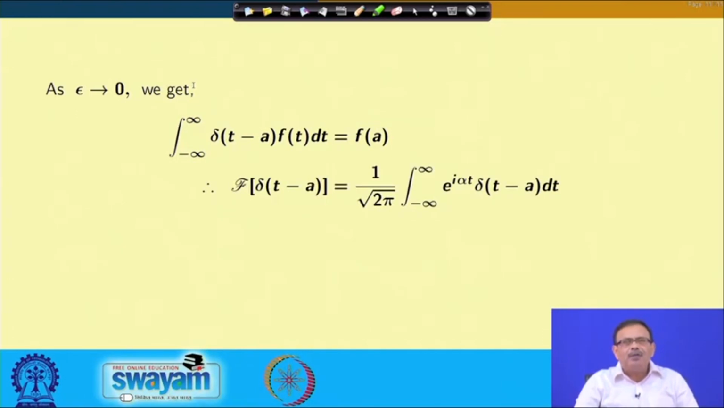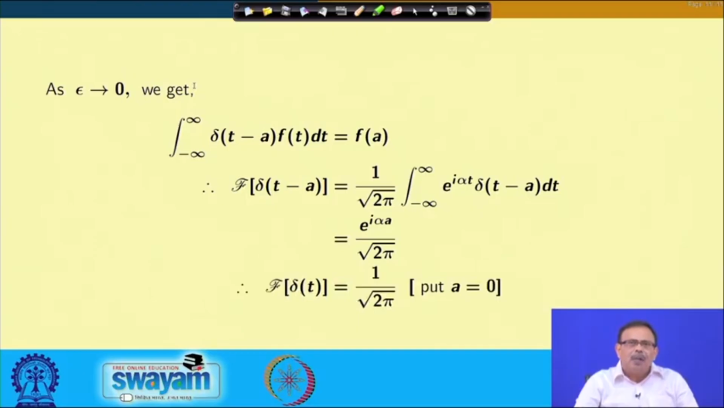Now, I am finding the Fourier transform of delta (t minus a), and using the earlier result I can tell the value is e power i alpha a by root 2 pi. Similarly, if I put a equals 0, then I will obtain the Fourier transform of delta t equals 1 by root 2 pi.